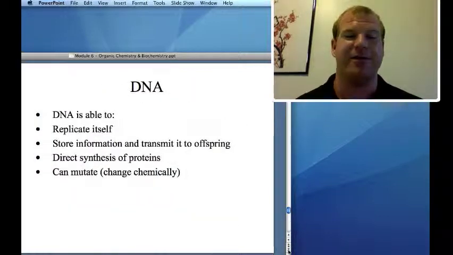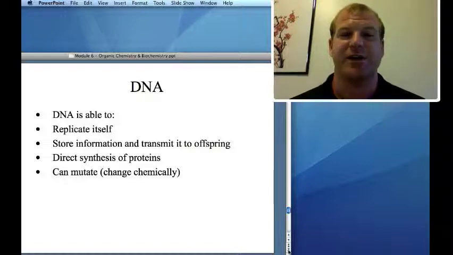And DNA, what can it do? It can replicate. And this is important because cells divide, cells reproduce, and each cell is a copy of the other, so DNA needs to be able to replicate itself perfectly. It can store information, and it can direct synthesis of proteins. So this is where DNA is important.